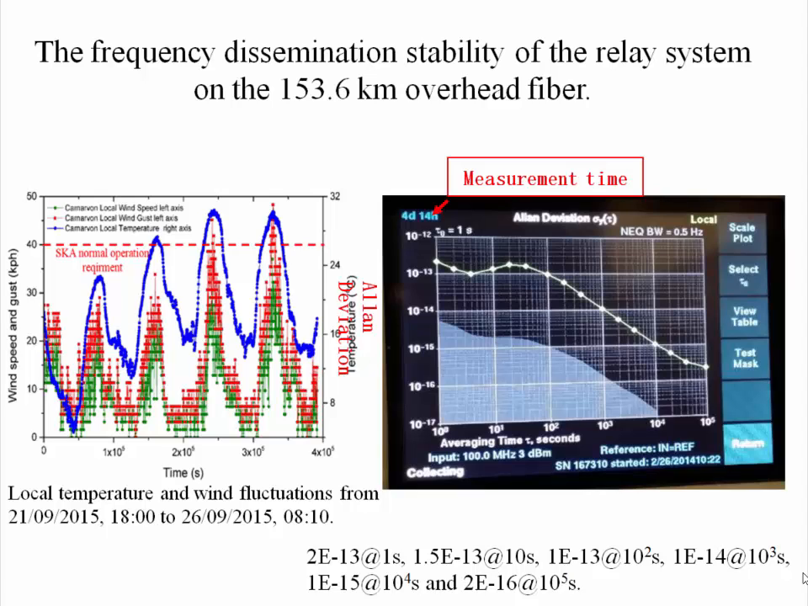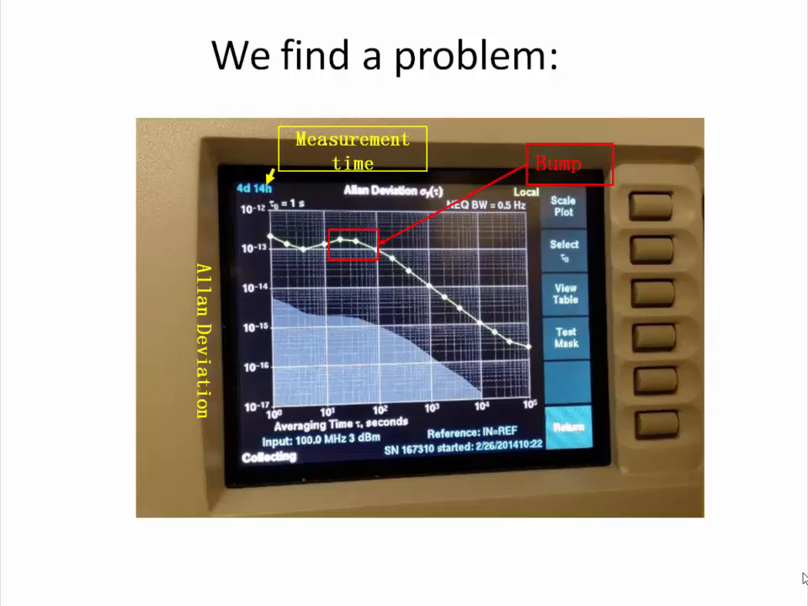This is the test result. The trial proves that the frequency dissemination system can support the SKA Phase 1 requirements, not the whole SKA. Why?